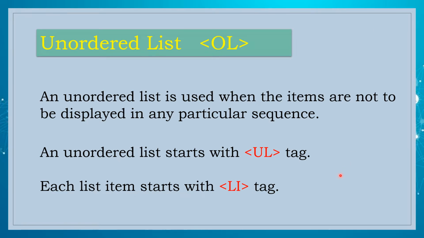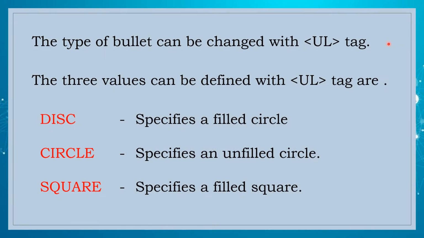An unordered list starts with UL tag. The type of bullet can be changed with UL tag. The three values that can be defined with UL tag are disk, circle, square. Disk specifies a filled circle. Circle specifies an unfilled circle. Square specifies a filled square.